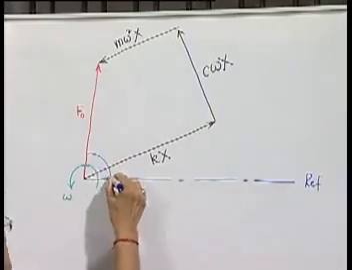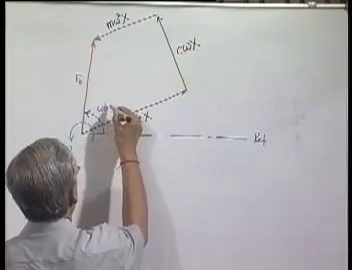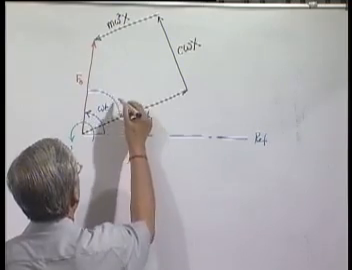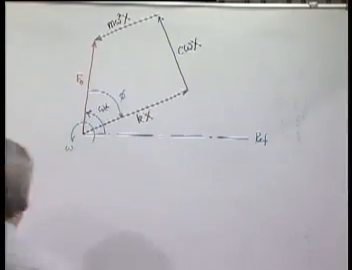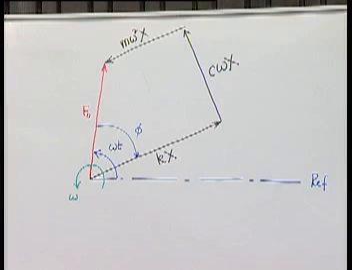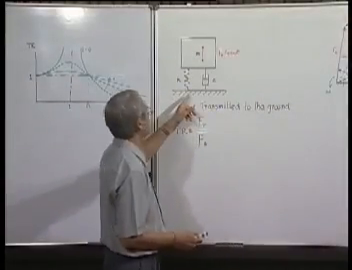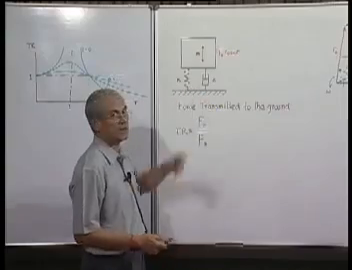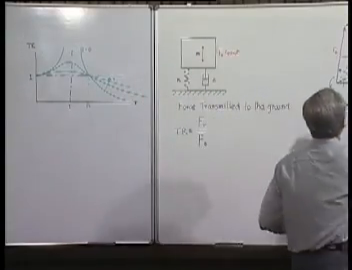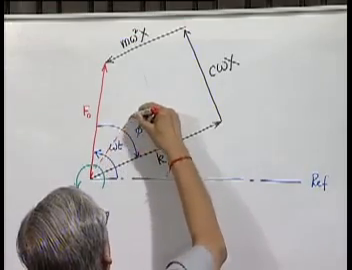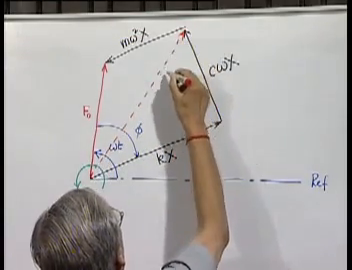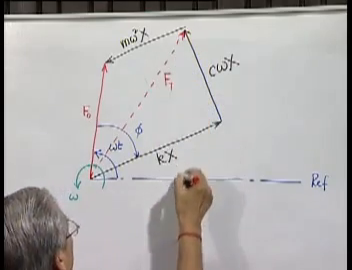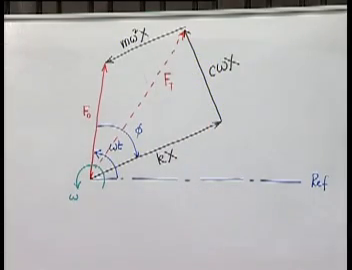So, if this is omega t, then this will be phi. That means the displacement x lags the exciting force F0 by an angle phi. Now, what is the force which is being transmitted to the ground? Ft. Now, we have seen that Ft is the vector sum of the spring force and the dashpot force. That means it will be represented by this rotating vector, and at any instant this projection will be the instantaneous value.